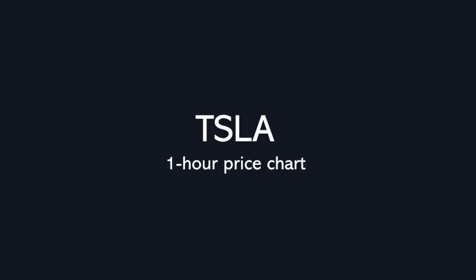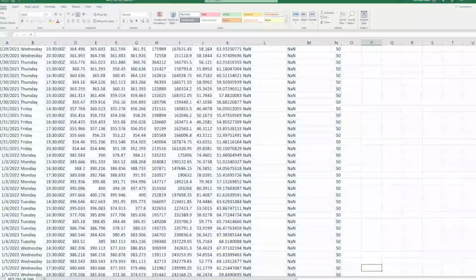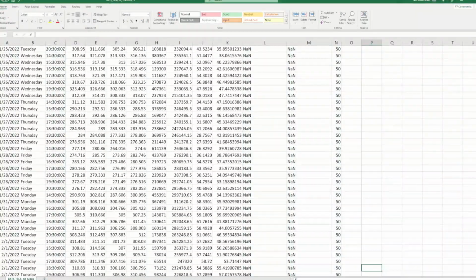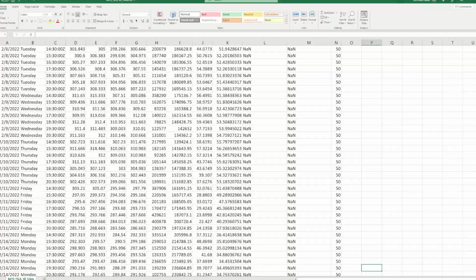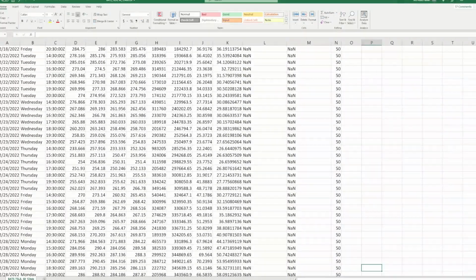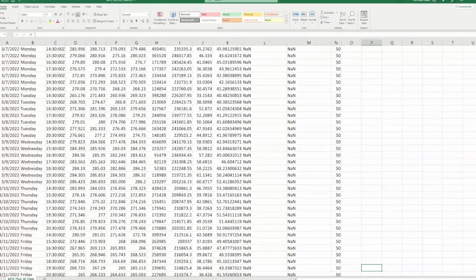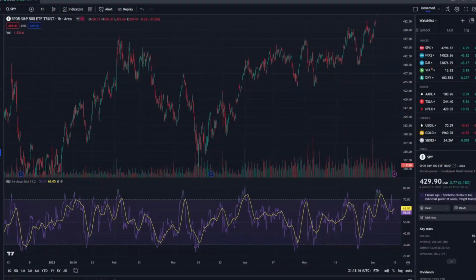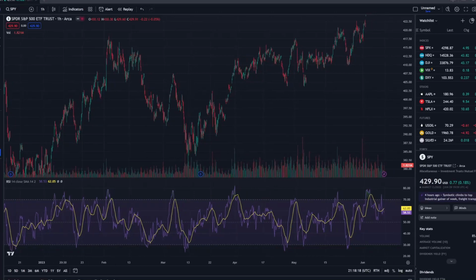We start our analysis with the Tesla stock price on the 1-hour chart. For our analysis, we are working with more than 2,500 data points. After our initial analysis, we will look at how well the analysis generalizes across different time points. In the end, we will also compare the analysis with a broad market index.